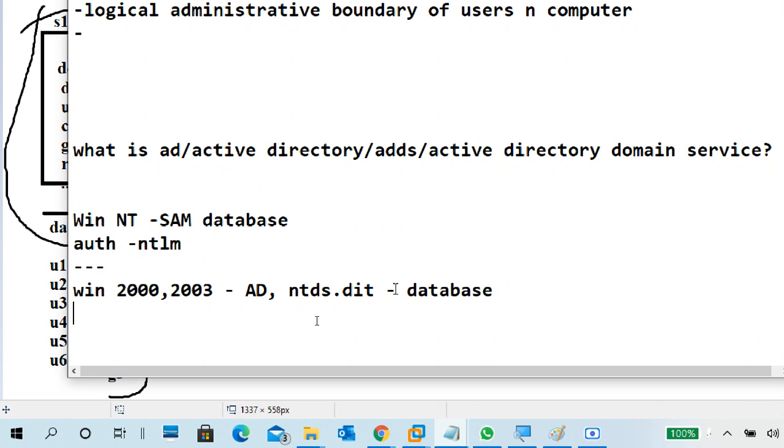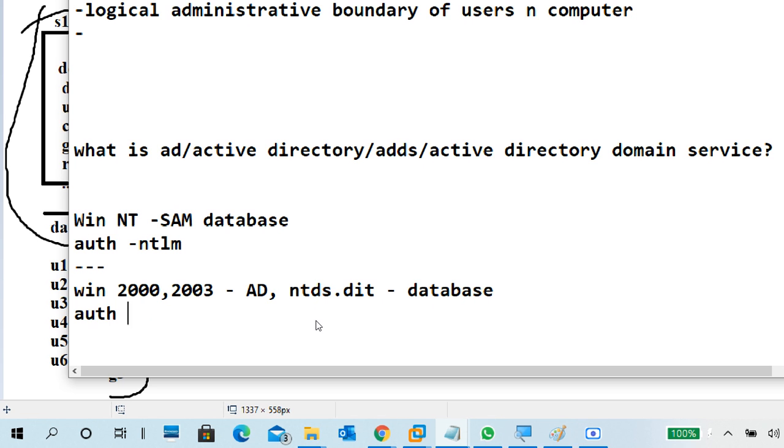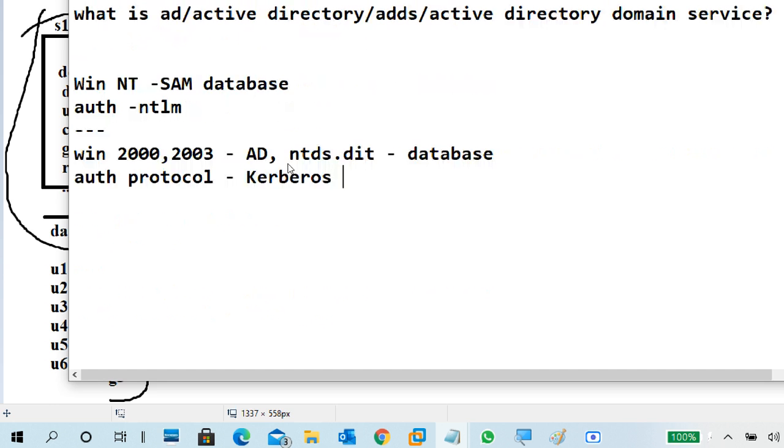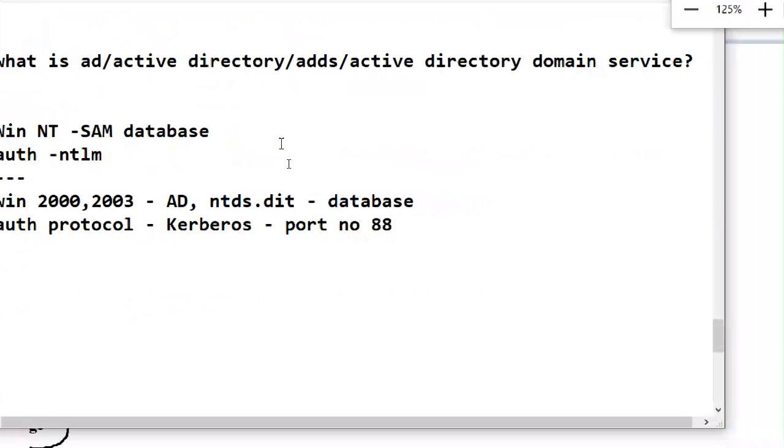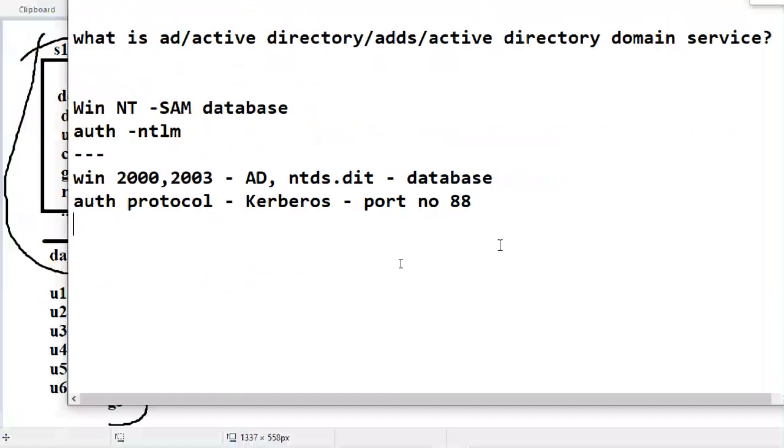They started using authentication protocols. The authentication protocol in Windows Server Active Directory is Kerberos. So they use the Kerberos authentication protocol. Kerberos is nothing but an authentication protocol. Port number 88. Port number is 88.